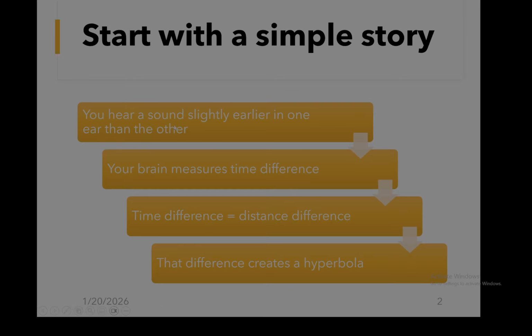We start with a simple story. Normally you hear a sound slightly earlier in one ear than the other, a very, very small difference. Your brain measures the time difference. Time difference equals distance difference. The difference creates a hyperbola. But how does the difference create a hyperbola?